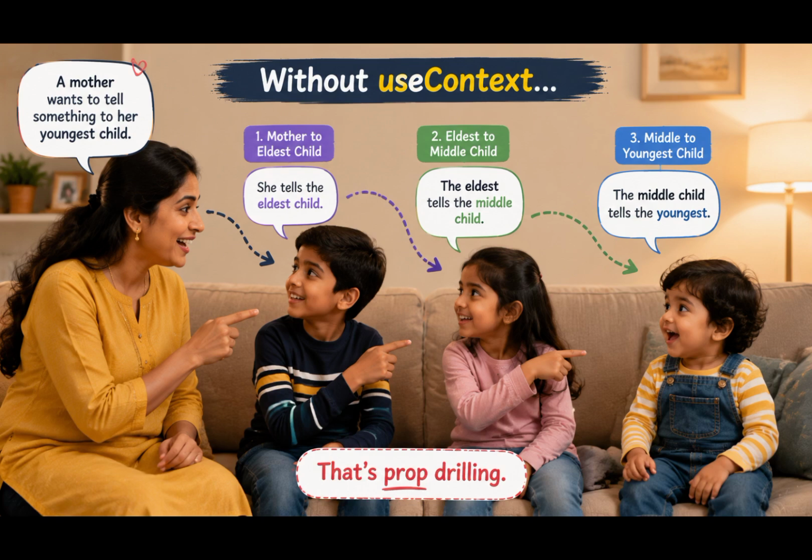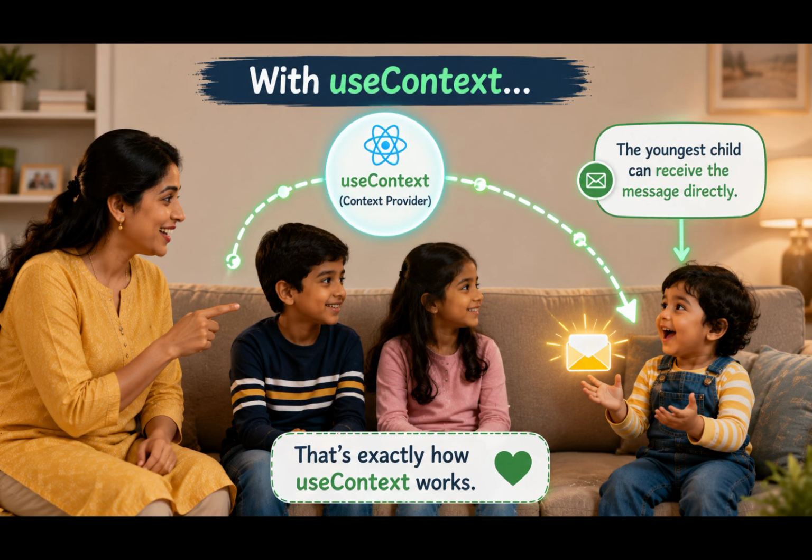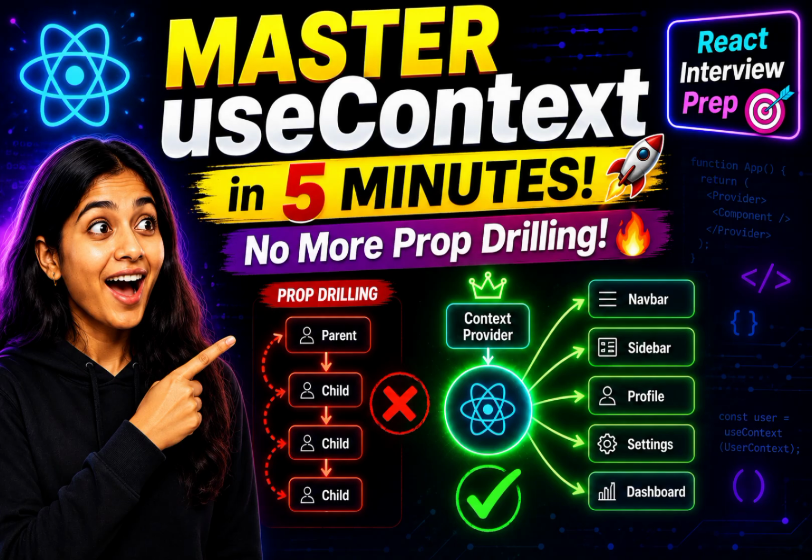Imagine a mother wants to tell something to her younger child. Without useContext, she tells the eldest child. The eldest tells the middle child. The middle child tells the youngest. That's prop drilling. With useContext, the youngest child can receive the message directly. That's exactly how useContext works.